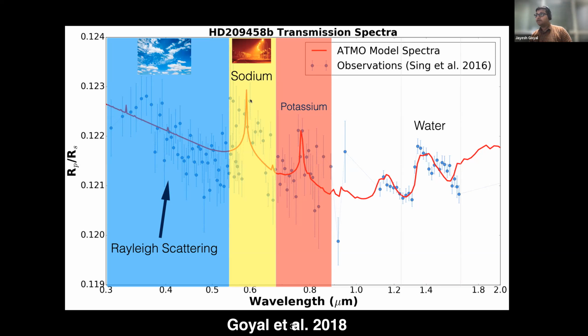Then we see sodium. We can see a sodium feature here. We have detected sodium in this planet. We can see potassium. I've labeled them according to their colors. Like sodium is the same as, earlier we used to have sodium vapor lamp lights.